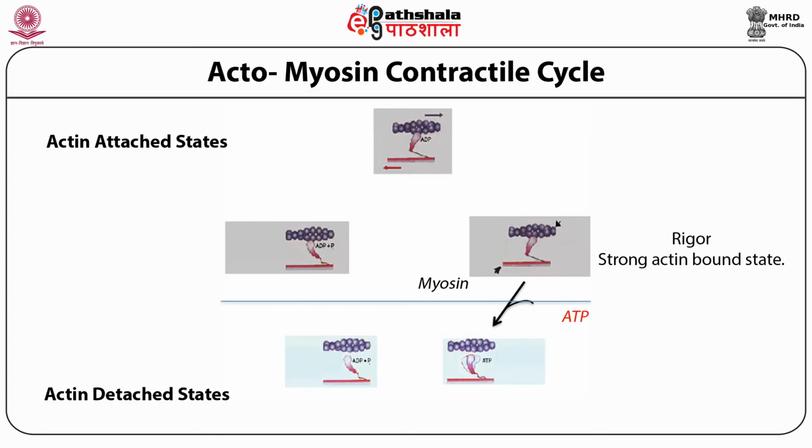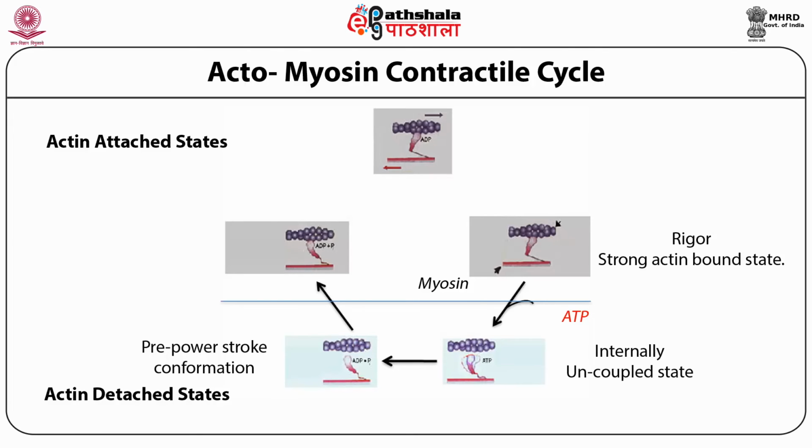Now once ATP enters, the myosin detaches from the actin because the upper 50 kilodalton domain moves closer to the N-terminal domain, and the upper 50 lower 50 cleft opens up. This causes dissociation of myosin from the actin. This moves the myosin into the internally uncoupled state. Once the ATP is hydrolyzed, it moves to the pre-power stroke conformation. The pre-power stroke conformation can now bind to actin.